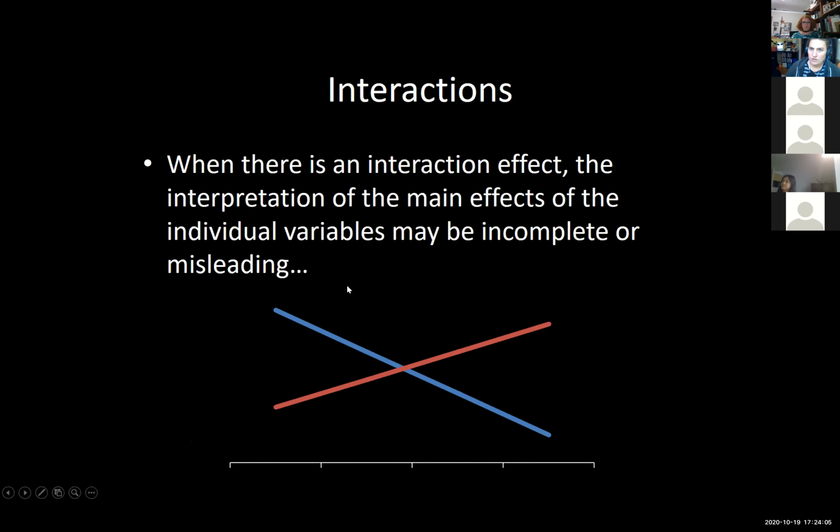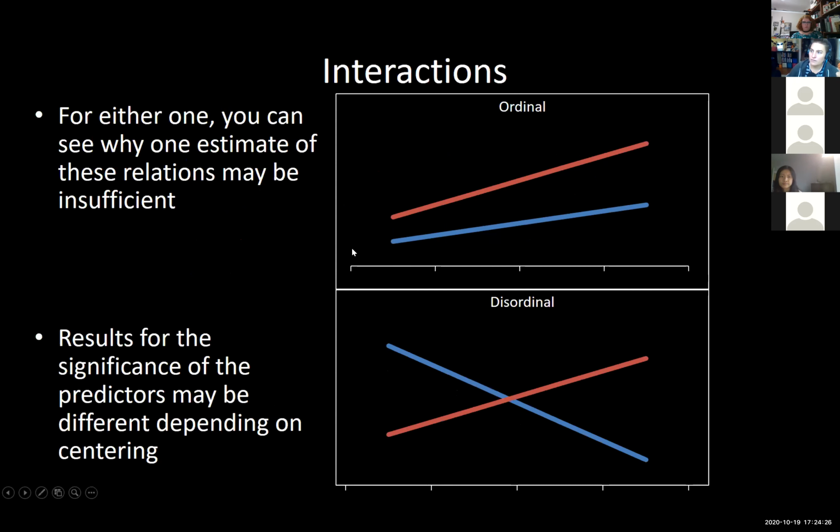And so this is why I wanted to bring this up in order to reinforce the point about centering. So when you have an interaction effect, the interpretation of the main effect, not the interaction, but the other variables, can be misleading if you're not placing it in space. Because for either one of these, just the main effect is not sufficient to describe what's going on.